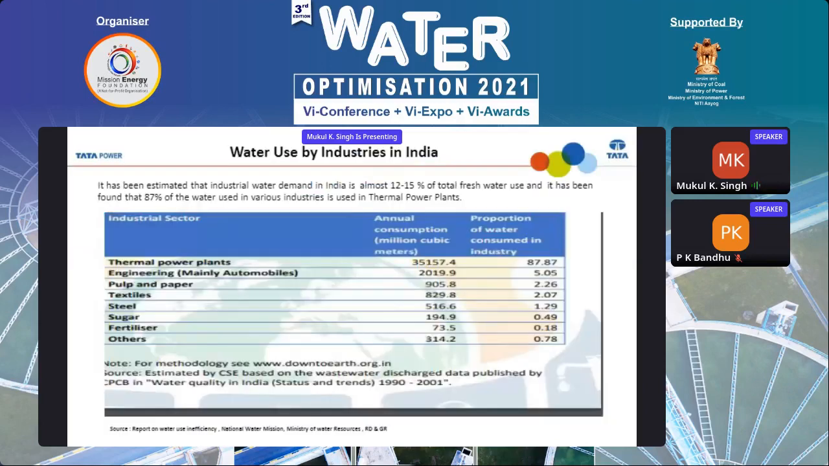There was a study on water used by different industries, and we can see that industrial use is highly imbalanced, and the thermal power sector is using almost 87% of the fresh water in India. As we know that energy is the basic requirement of humans, so it becomes important to optimize the water use in thermal power plants.